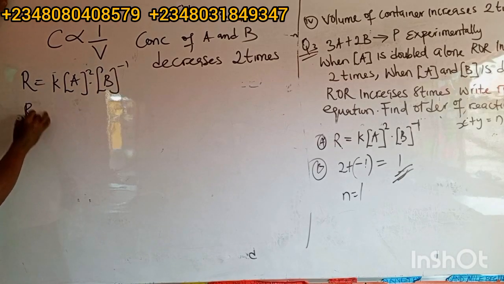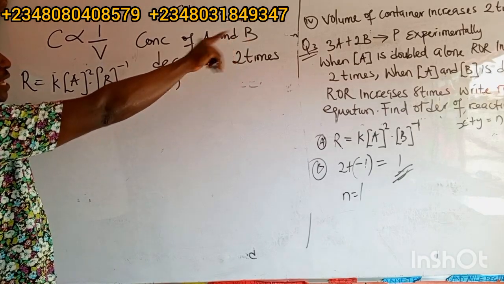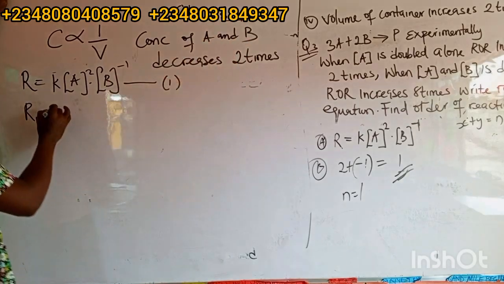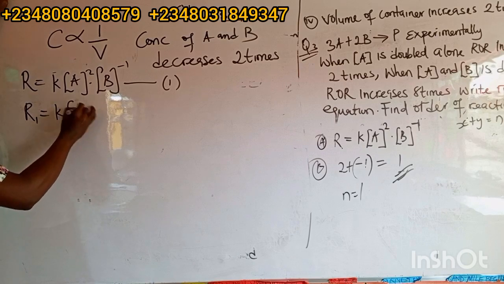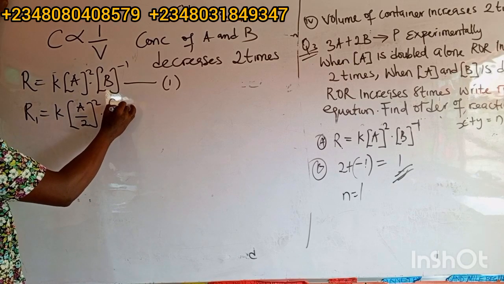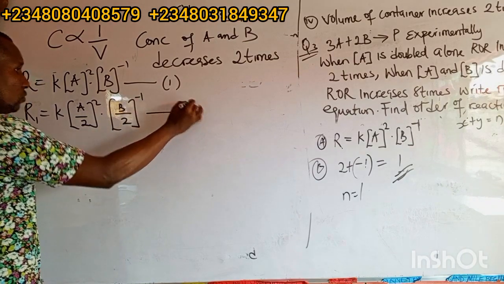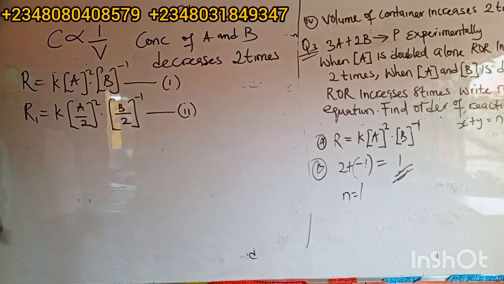Then R1, this is equation 1. When volume increases 2 times, concentration decreases 2 times. That means concentration of A is halved. Concentration of B is also halved. That's the meaning of equation 2.